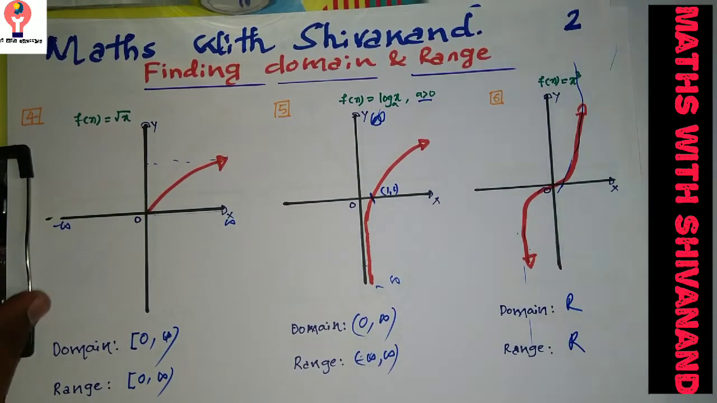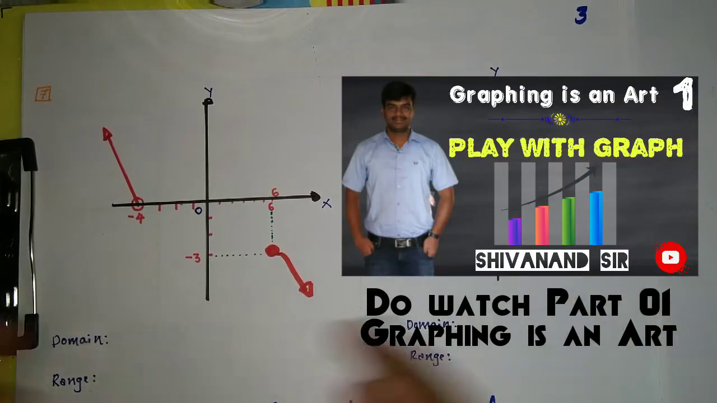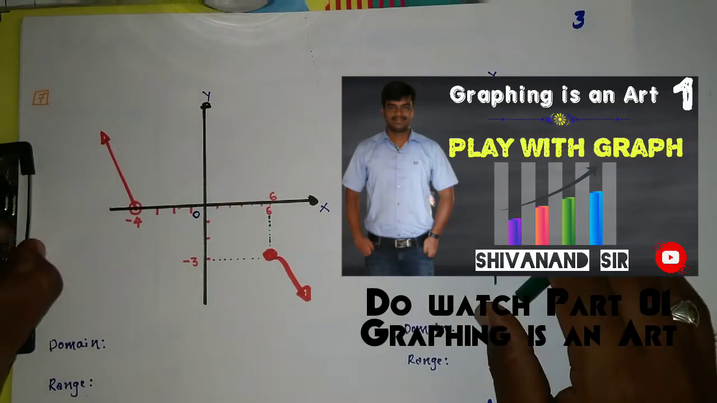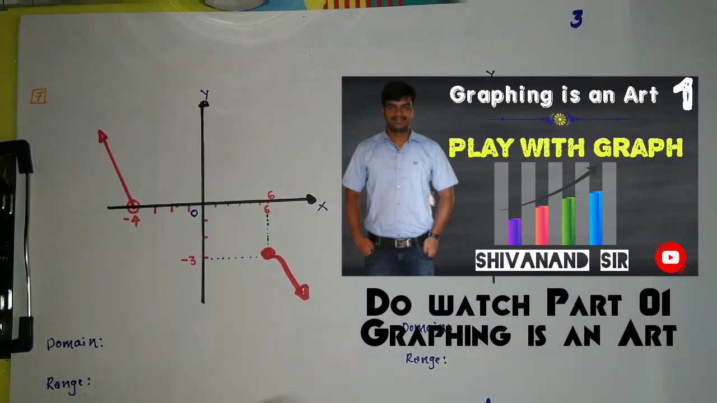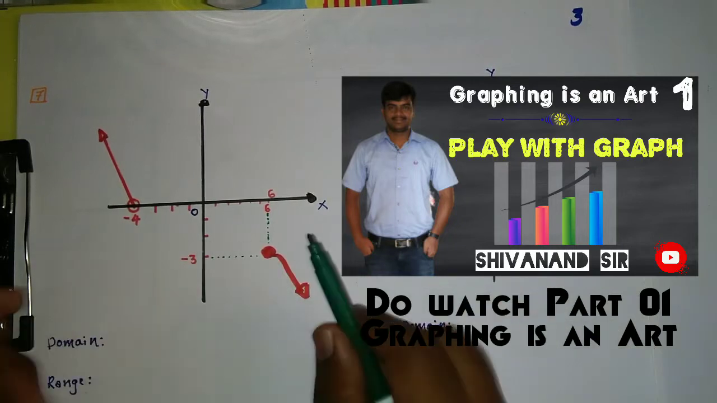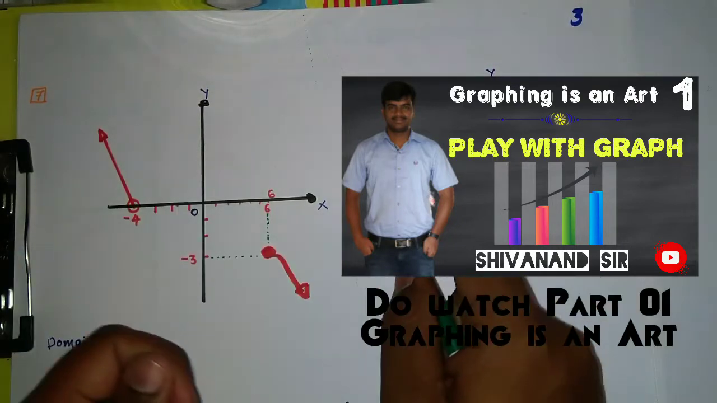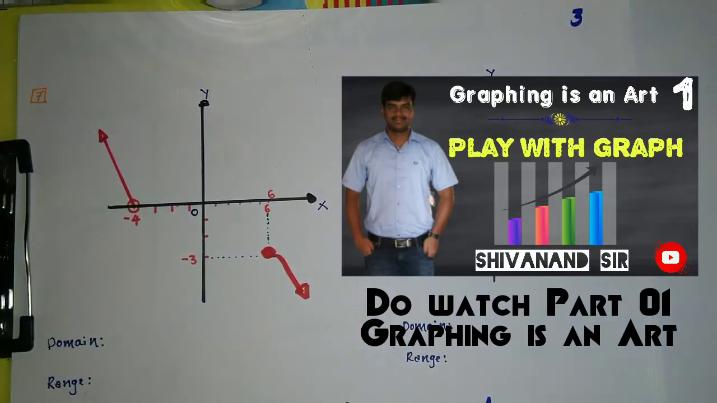Okay, so let me start with graph number 7. It's very interesting, so maximum questions will be of this kind. Listen, I'm checking the domain part here. This graph is not a continuous graph, it's discontinuous. One leaf is here, the other is here.